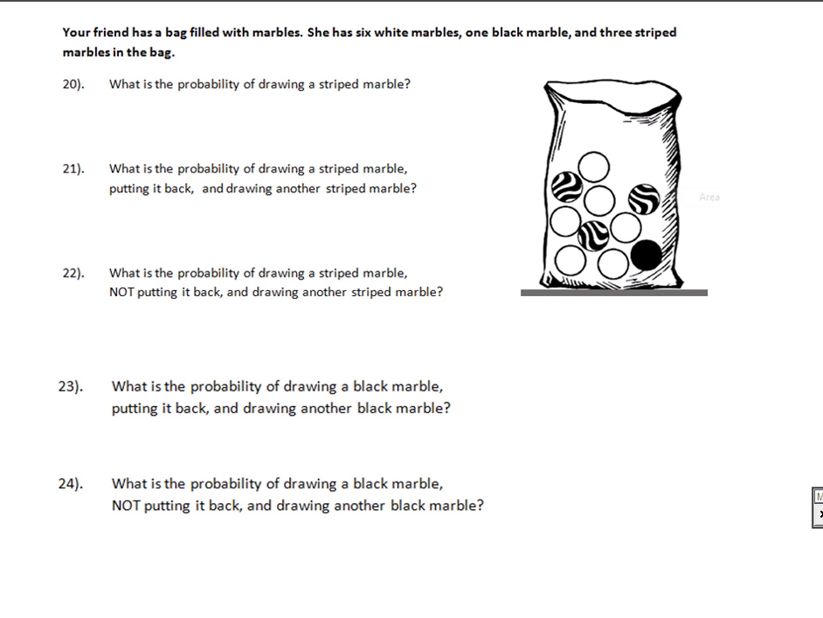Okay, last couple pages here, the marbles. Probability of being a striped marble. Again, I'm going to look at my total options first. My total, there are 10 marbles in here, 3 striped, 6 white, and 1 black. So the probability of getting a striped marble is 3 striped marbles out of my 10 total.